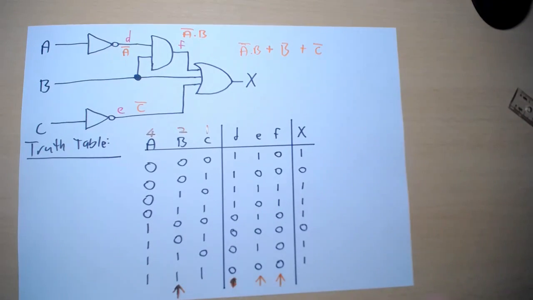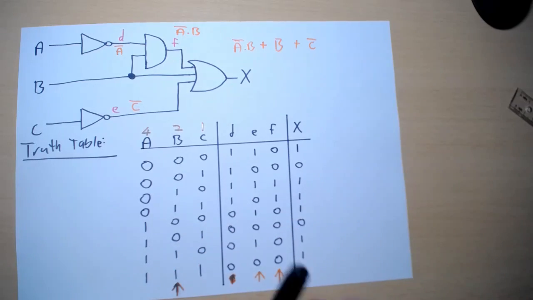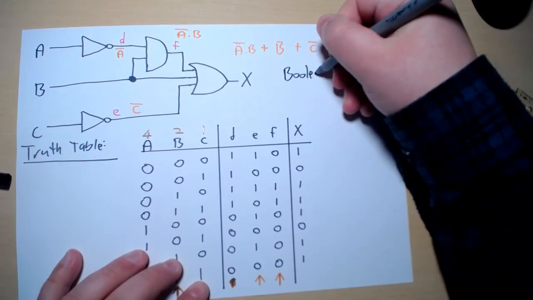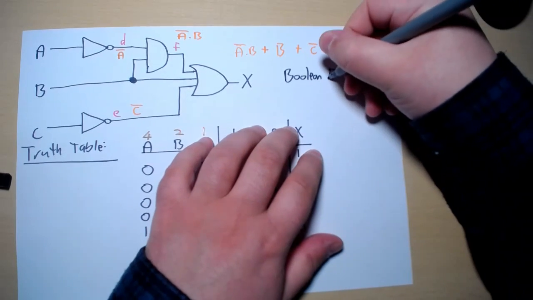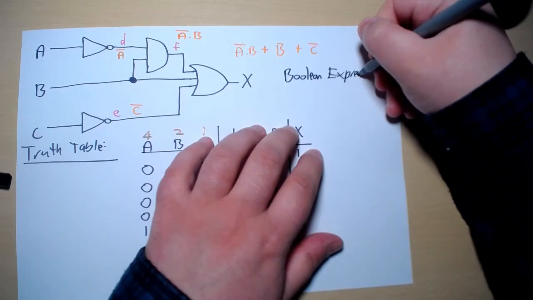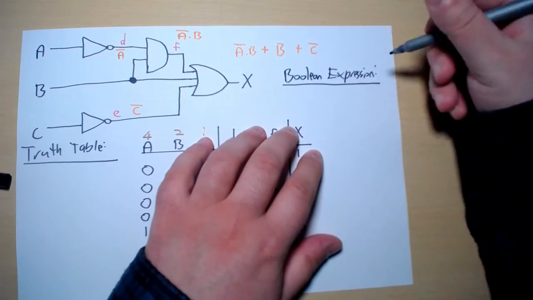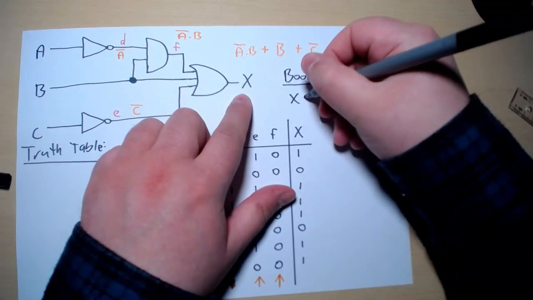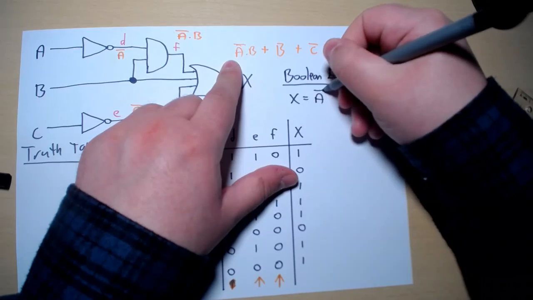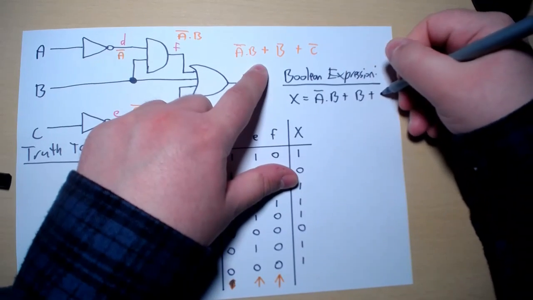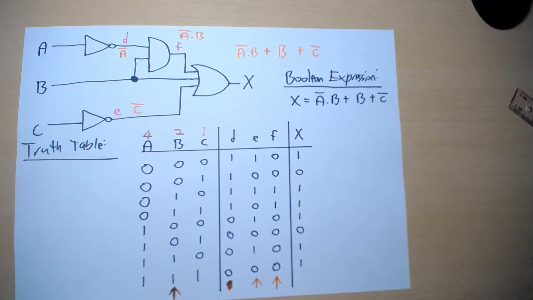Therefore, the Boolean expression for this one, I'm going to write it here. The Boolean expression is X equals NOT A and B, or B, or C NOT.